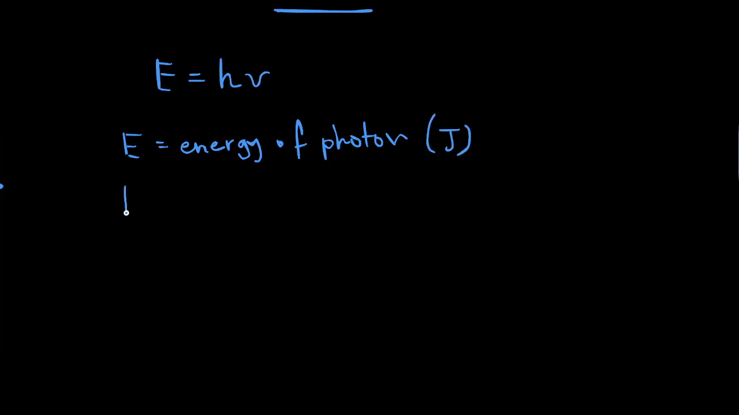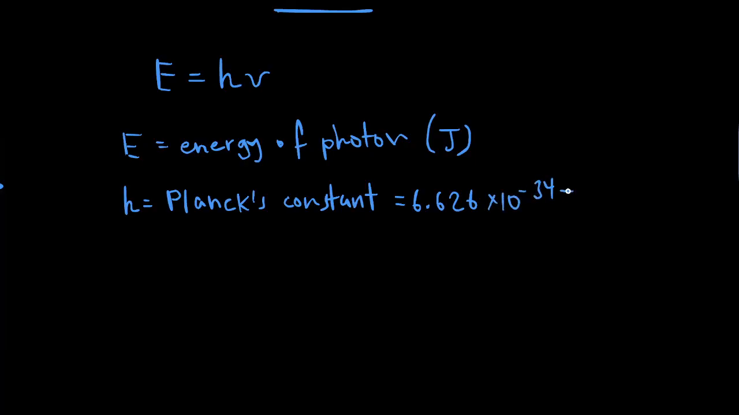h is what's called Planck's constant. Planck's constant is equal to 6.626 times 10 to the negative 34 joules times seconds. So this is Planck's constant.